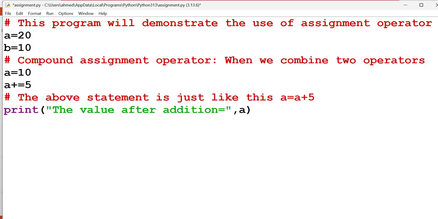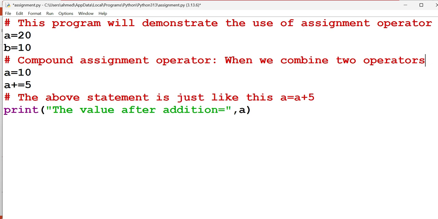The first line, you can see, is red in color and starts with a hashtag. This we will discuss later. For the time being, keep in mind this is a comment. What are comments, and how many types of comments, we will discuss later. Value 20 is assigned to variable a. Value 10 is assigned to variable b.